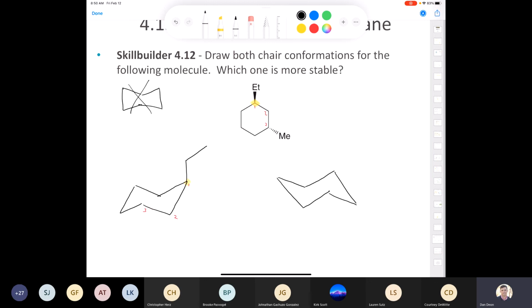Now our methyl is going to be pointing down. So it's going to be on the carbon that I'm going to highlight in green. Okay, it's going to be pointing down. So on carbon number 3 in my chair, will the methyl group be, of course it's going to be pointing down, but will it be axial or equatorial? That's my question to you. Will the methyl be axial or equatorial? It'll be axial.